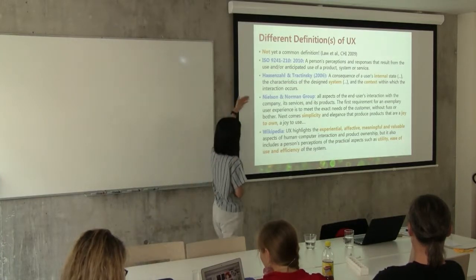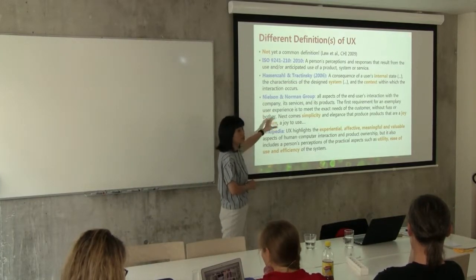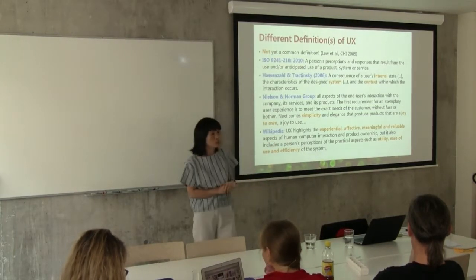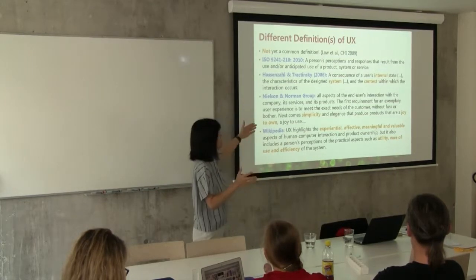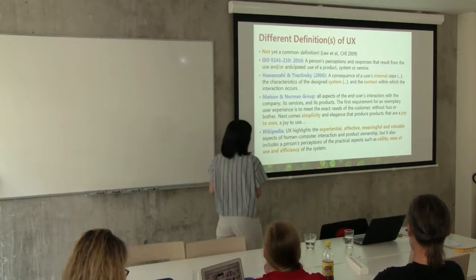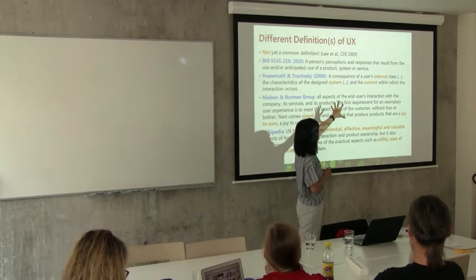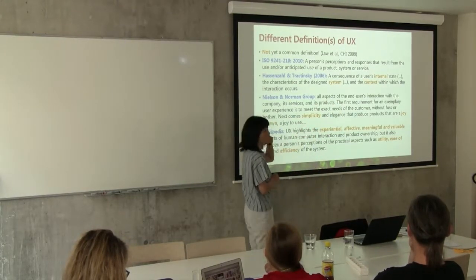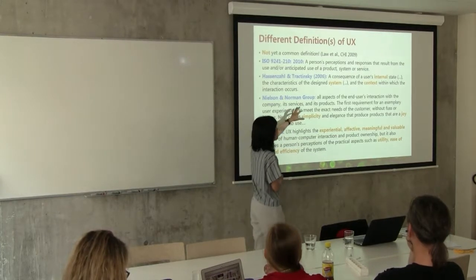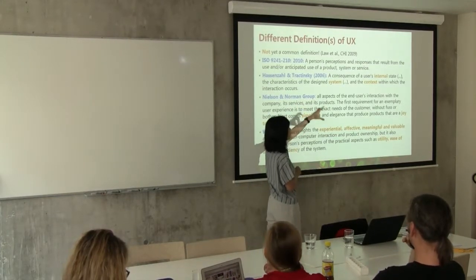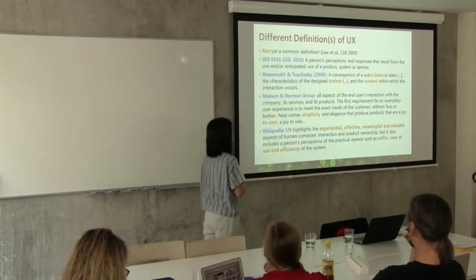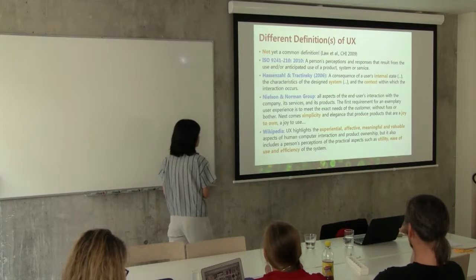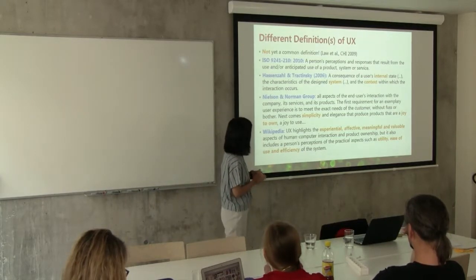But there are also different ones. If you Google, you can find at least 16 of them. This is Hassenzahl and Tractinsky in 2006. Originally it's a very long one, but I'll just highlight the three so-called dimensions they emphasize. It involves the user's internal state, of course an interactive system, and the context is also very significant in understanding the experience aroused when interacting with the system.